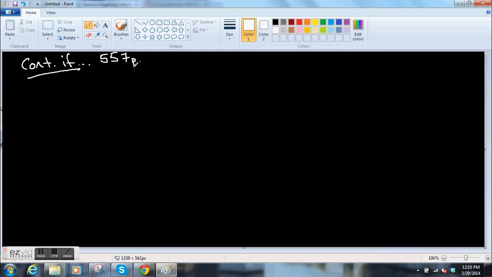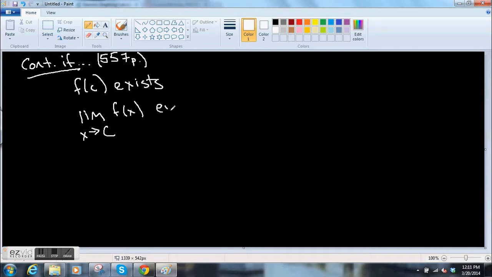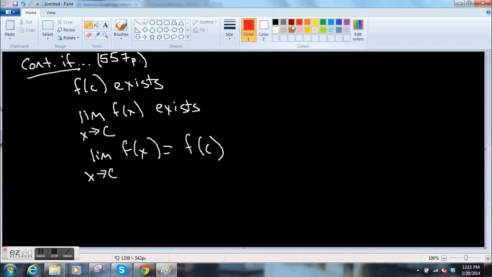The definition, on page 557, says a function is continuous at c if f of c exists, and if the limit as x goes to c of f of x exists, remember there were some where the limit didn't exist, and if the limit as x goes to c of f of x equals the function at that point, f of c. This is very mathy with a lot of notation, but let's do an example to show you in practice what this is talking about.